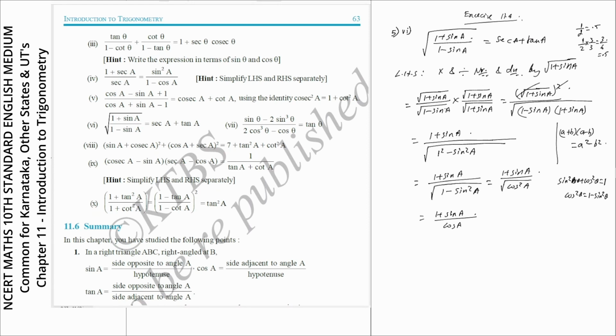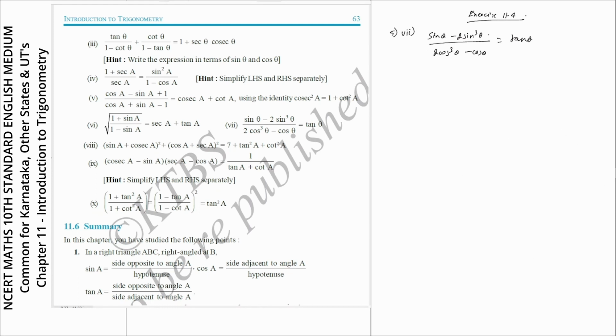Square root of 2 square is equal to just 2, like that only. Here square root of cos square a is cos a. Now I can split this into 1 by cos a plus sin a by cos a. 1 by cos a is secant a, sin a by cos a is tan a, which is equal to the right hand side.